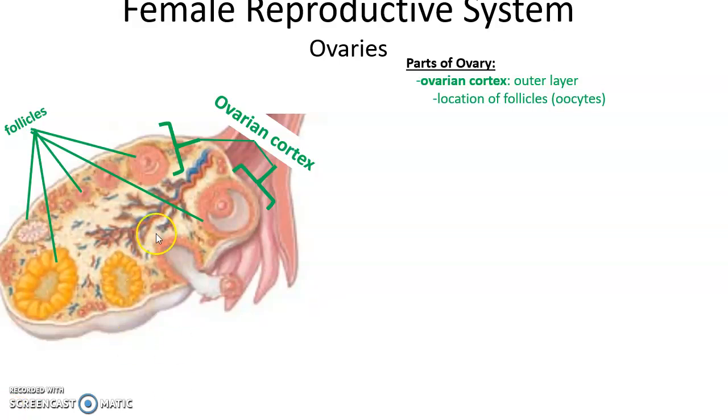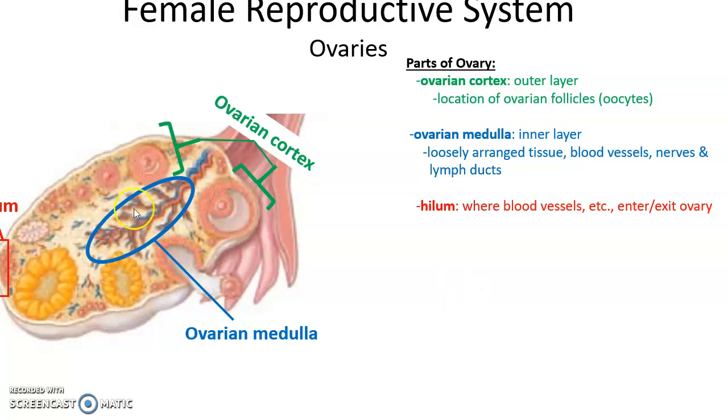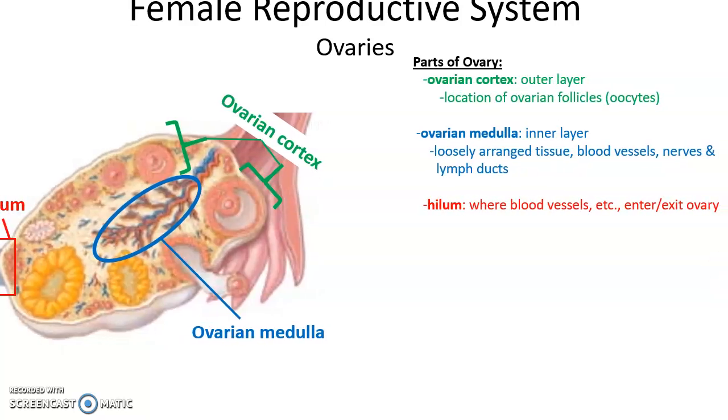The ovaries have an outer layer referred to as the ovarian cortex. Within the ovarian cortex is where you will find the follicles. And follicles are the structures that house the oocytes, the egg cells. Then, of course, there's also a center area of tissue referred to as the ovarian medulla. This inner area has lots of blood vessels, nerves, lymph ducts, the things that the ovary needs to stay alive, because after all, it is a living organ.